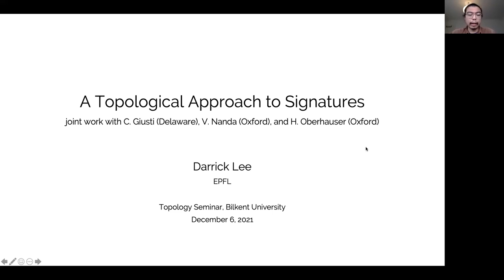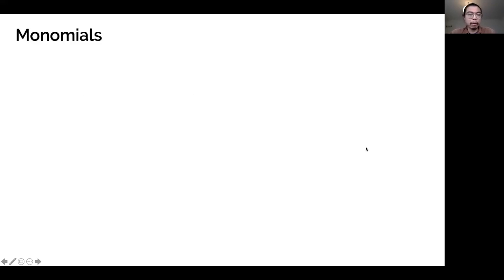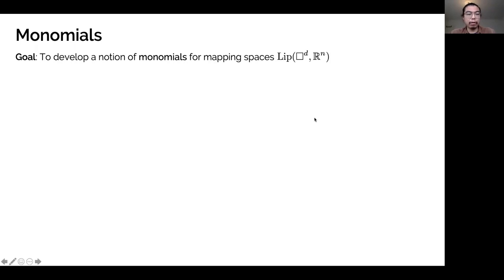As a broad overview of what this talk is about, the overarching goal is to develop some notion of monomials for mapping spaces. Monomials are fairly classical objects when we're talking about, for example, elements of Euclidean space R^n. But what we want to do is to think about how we can get some analogous notion for mapping spaces. Specifically, we're going to be focusing on Lipschitz spaces of maps.